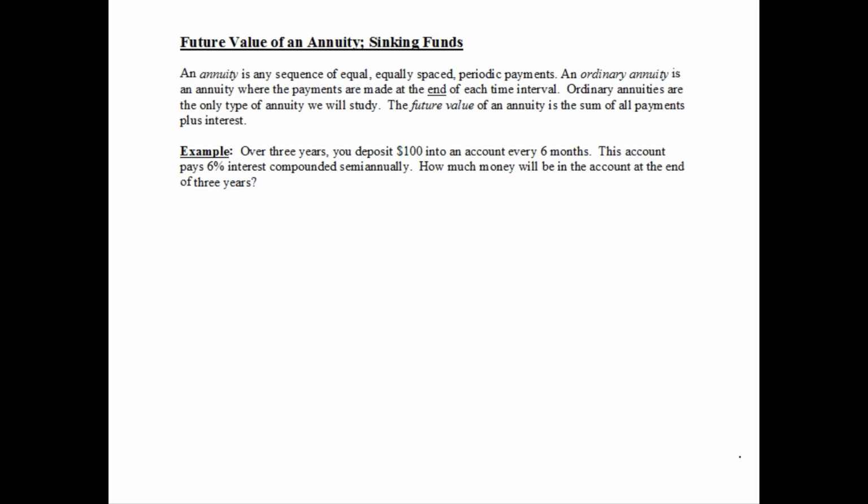Let's start with an example. Let's suppose that we deposit $100 into an account every 6 months for 3 years. The account pays 6% interest and it's compounded semi-annually. How much money will be in the account at the end of 3 years? So we're going to start out with the first compounding period, which will last for 6 months.